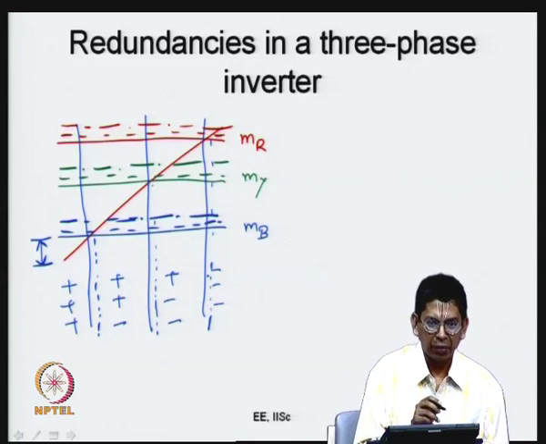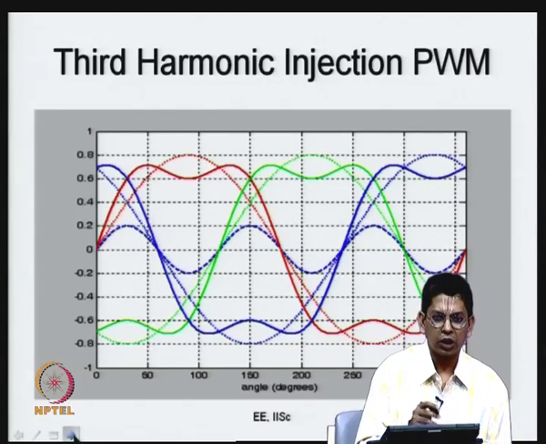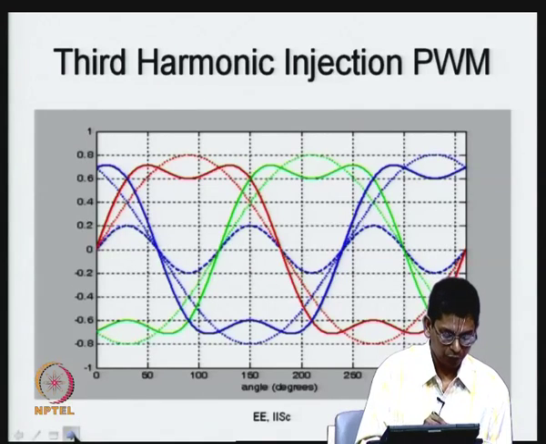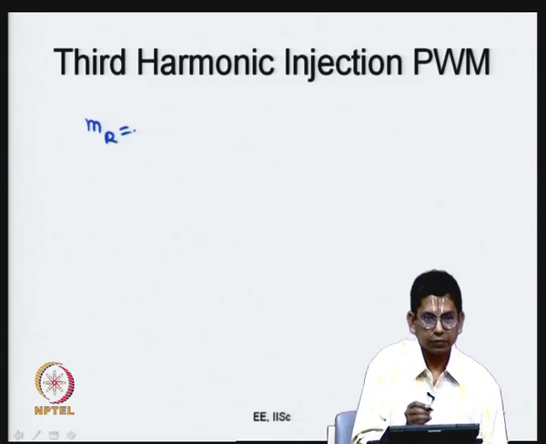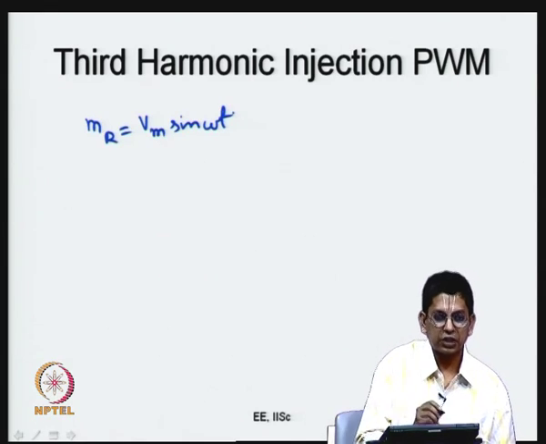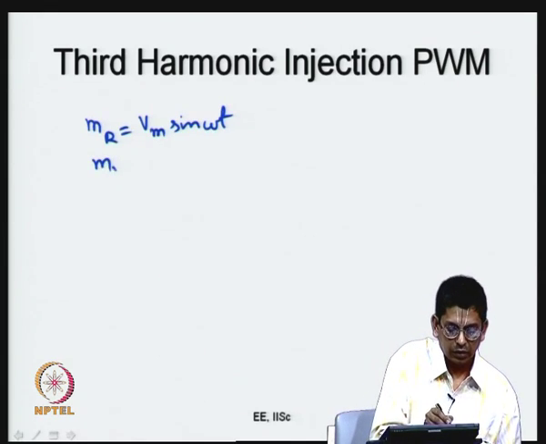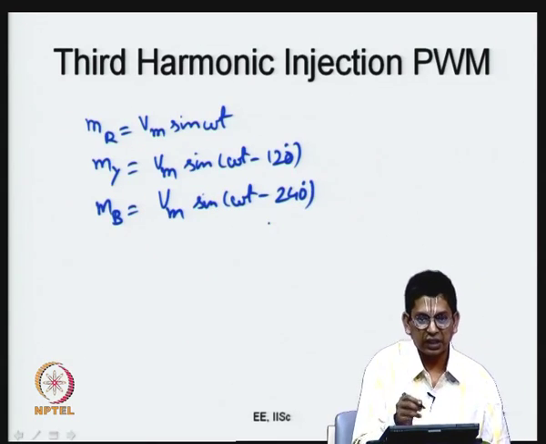But what I would like to say is, there are many modulation techniques which have come out of this possibility, which is what we have been discussing now. One of them is third harmonic injection, where you are adding a third harmonic component to the parent sine wave. We also discussed it earlier. Now, if I write down the equations for that, Mr is Vm sin omega t. This is what it is in sinusoidal modulation. My is Vm sin of omega t minus 120, and Mb is Vm times sin of omega t minus 240. This is the case of sinusoidal modulation.